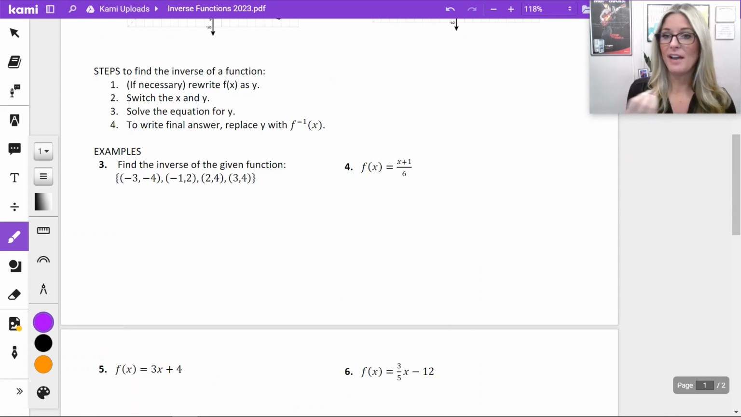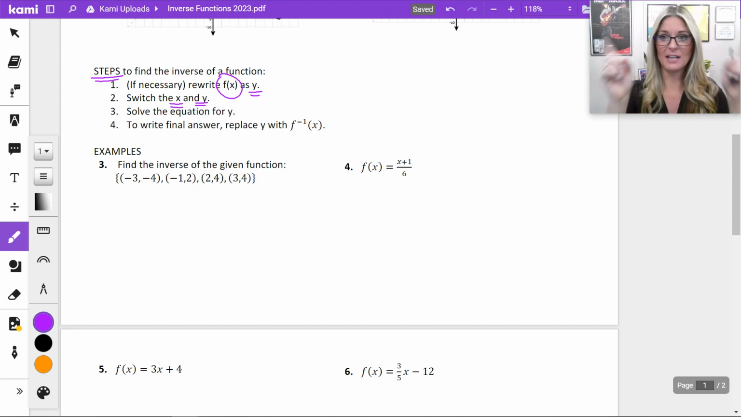Now, if you need to find the actual inverse function, I've got the steps here for us. If necessary, you may wish to rewrite f(x) as y. I model that. I have some students that don't do that step, so that's up to you. We're going to switch our x and y values.